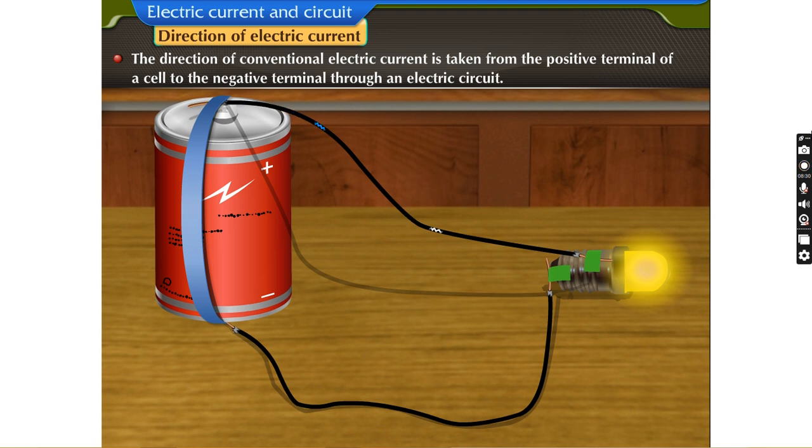Thus, the direction of conventional electric current is taken from the positive terminal of a cell to the negative terminal through an electric circuit.